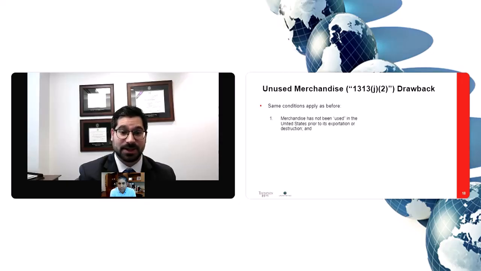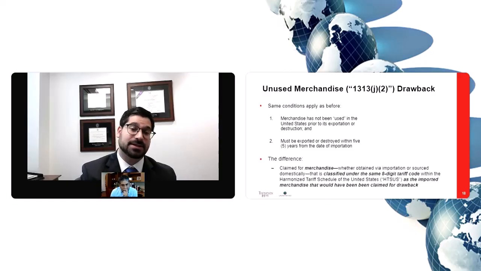The merchandise hasn't been used and won't be used prior to its exportation or destruction. And again, it's been exported or destroyed within 5 years from the date of importation. Here's the difference, though. This is claimed on merchandise, whether obtained via importation or even sourced domestically, that is classified under the same 8-digit tariff code within the Harmonized Tariff Schedule of the United States, HTSUS, as the imported merchandise that would have been claimed for drawback.